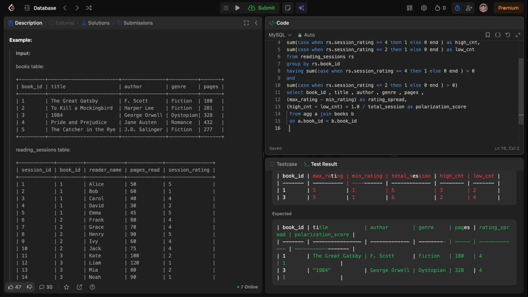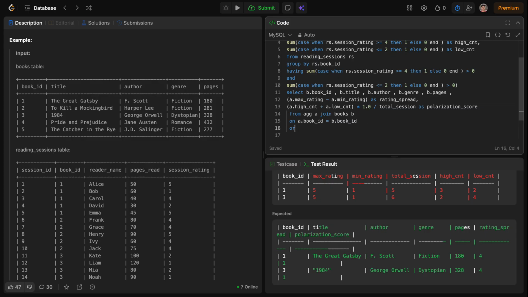Okay, and we have to use the SELECT here. We have to select B.book_id, B.title, B.author, B.genre and B.pages. And the maximum rating comes from the aggregate table, the AGG table. So A.maximum, A.minimum, same here, A.low_count and A.high_count.